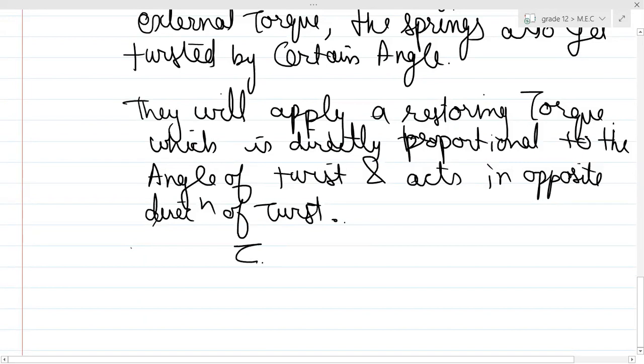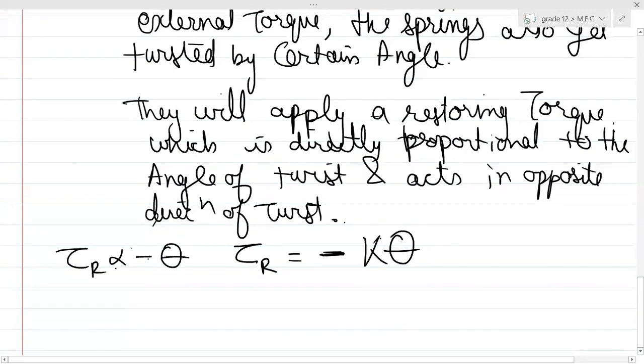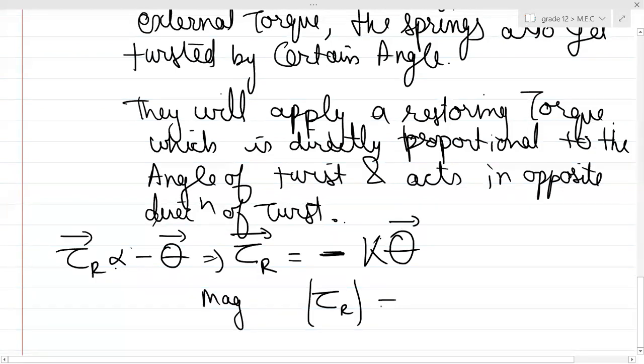Yes or no? So this restoring torque is basically equal to minus of some constant, let's say k into theta. Can you see this particular thing? Torque was directly proportional to minus of theta. When you remove the sign of proportionality, you get a constant multiplied, right? And this is vector-wise. So just magnitude-wise, can I write the restoring torque is basically equal to k theta? Yes or no?